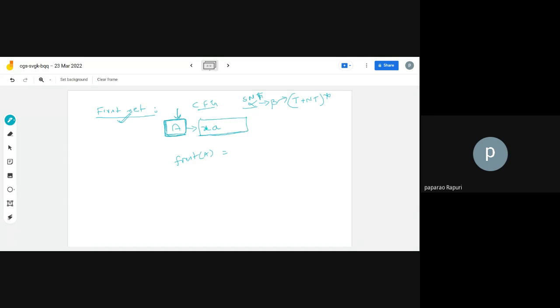We have to take the terminals of the right hand side, which is the first terminal of the right hand side, or we can say the first position terminal of the right hand side.